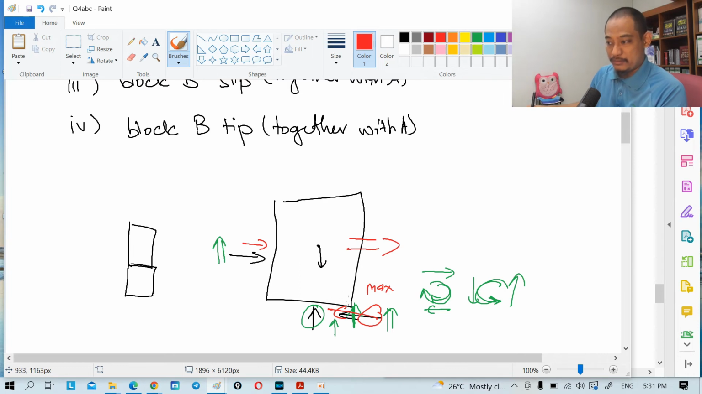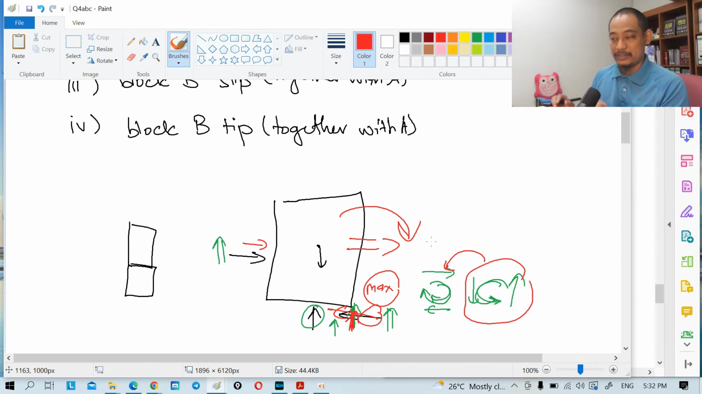Or if the maximum is not yet achieved, but this is already at the end, then this cannot sustain this one, so it will tip over, right? So that's basically what it is.